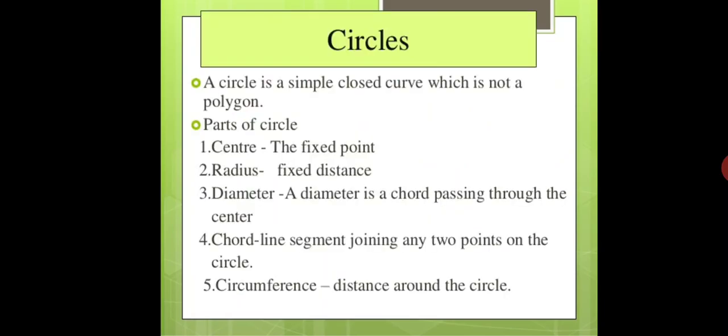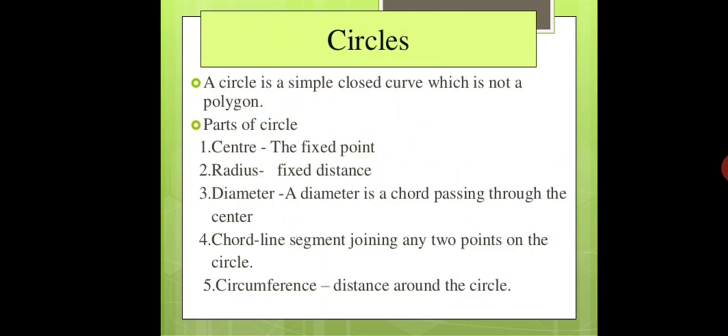Circle. What is a circle? A circle is a simple closed curve which is not a polygon. A polygon means a figure which is made by joining line segments, and a circle is not a polygon. There are different parts of a circle like center, which is a fixed point, radius, a fixed distance, and diameter.